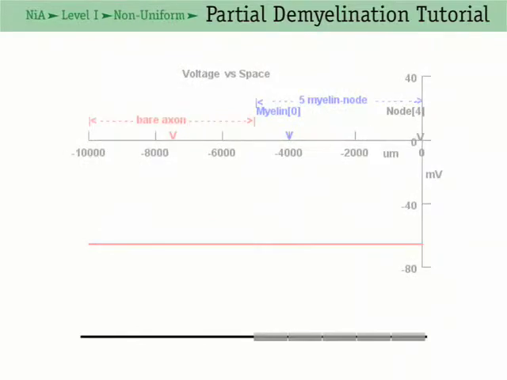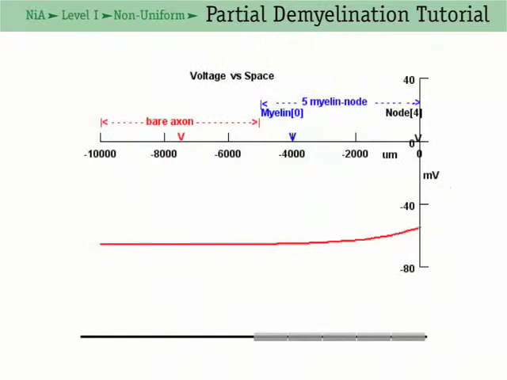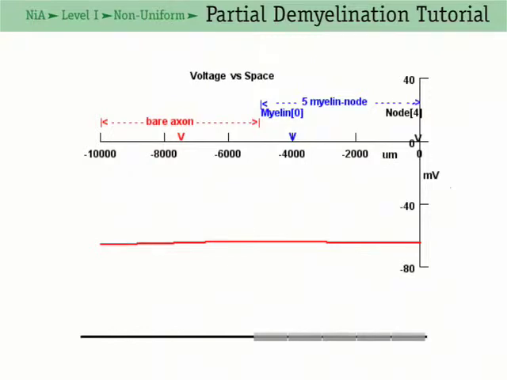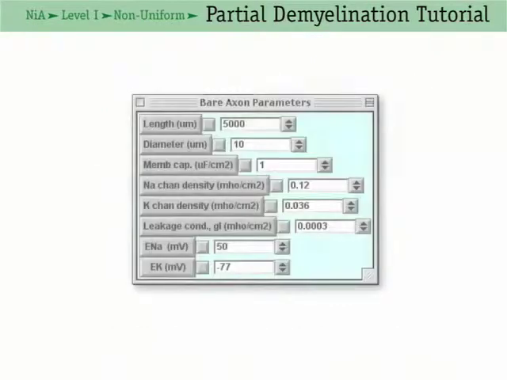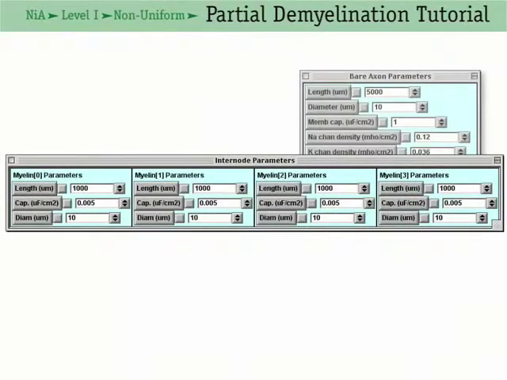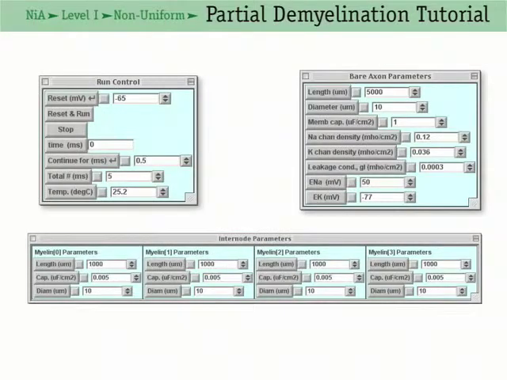Now, experiment with the bare axon parameters to see what can cause the impulse to invade the demyelinated region. Here, we decrease the potassium channel density to half, then rerun the simulation. If you understand impulse propagation, you will be able to make other changes in the parameters of the bare axon, or of the myelinated segments, or even of the temperature that will keep the impulse from failing.